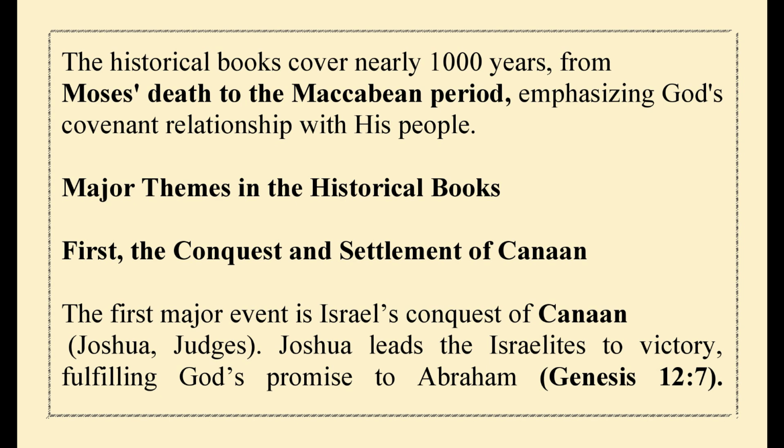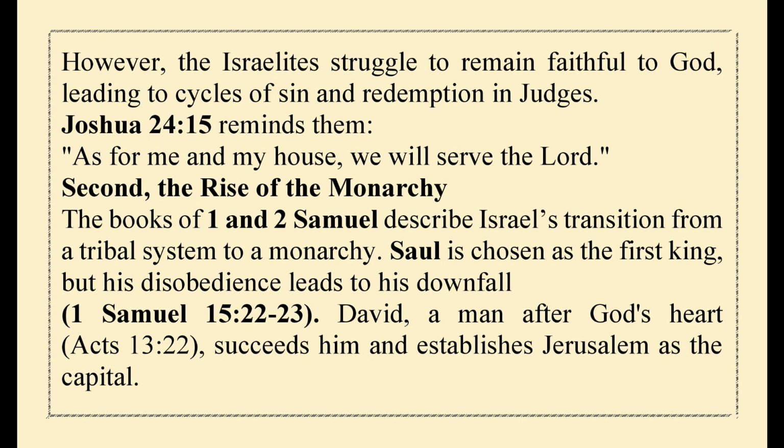Major themes in the historical books. First, the conquest and settlement of Canaan. The first major event is Israel's conquest of Canaan, Joshua, Judges. Joshua leads the Israelites to victory, fulfilling God's promise to Abraham, Genesis 12:7. However, the Israelites struggle to remain faithful to God, leading to cycles of sin and redemption in Judges. Joshua 24:15 reminds them, "As for me and my house, we will serve the Lord."